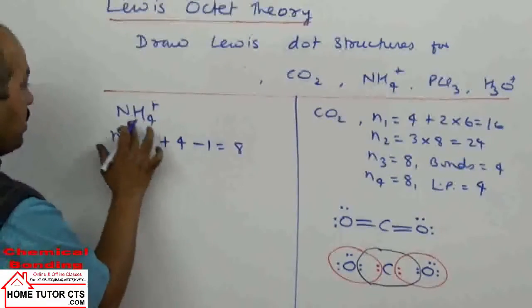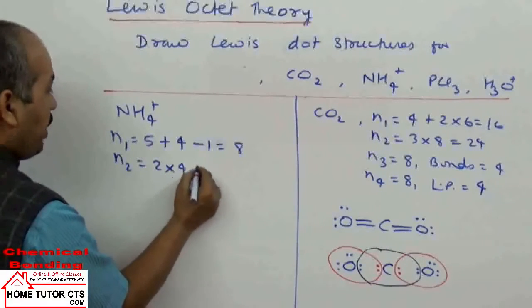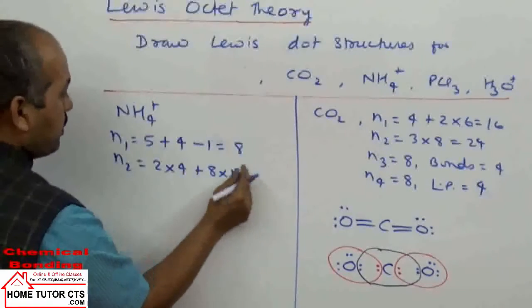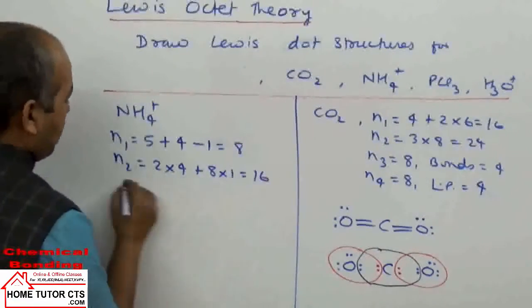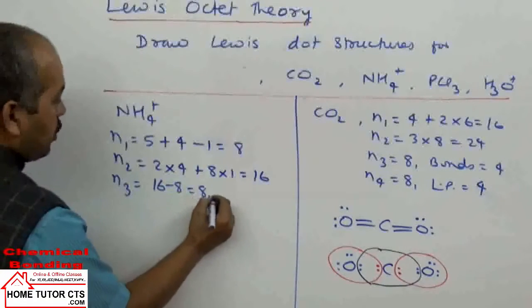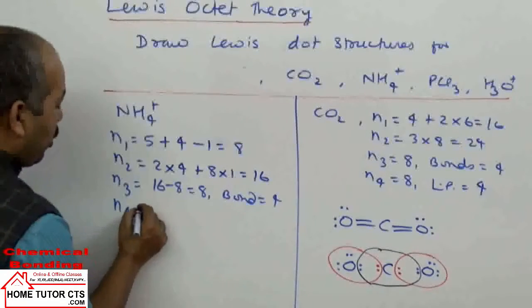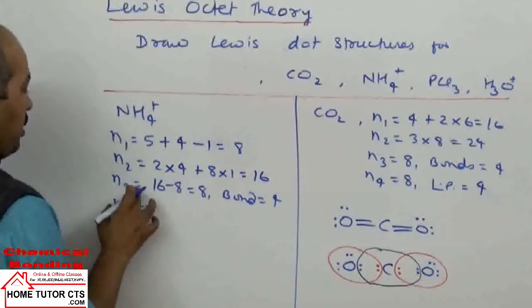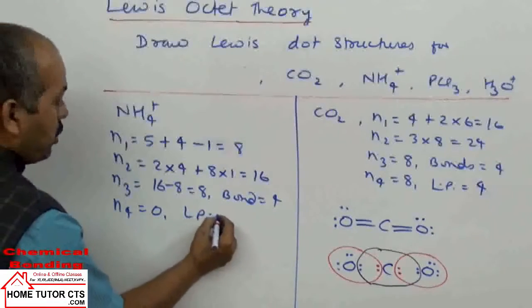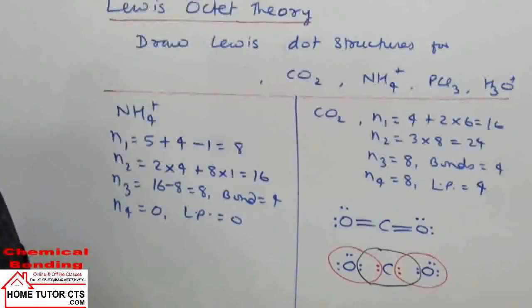What is N2 here? N2 will be 2 into the number of hydrogen atoms, 4 hydrogen, plus 8 into the number of other atoms. 1 nitrogen, so the number is how much here? 16. So what is N3? 16 minus 8, 8. So bonds will be 4. N4 is how much? N1 minus N3, 0. Lone pair 0. In the ammonium ion, no atom will have a lone pair.